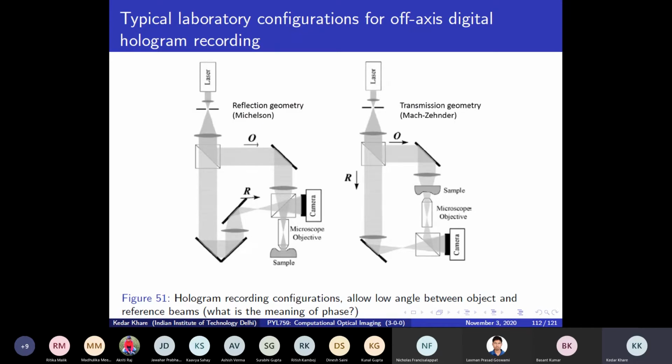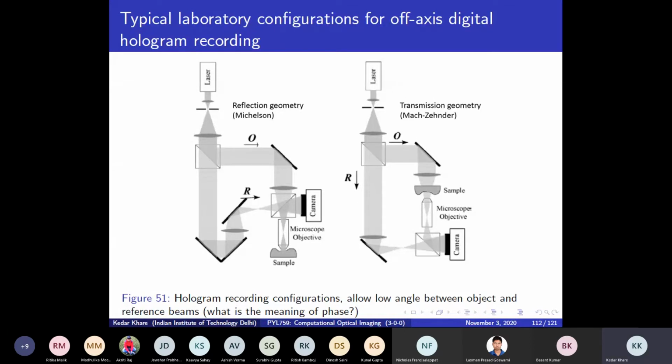And so depending on the height of the sample at those different locations, and also the local refractive index variation, I'm going to have different phase values for the wavefront that emerges out of this object. And so at different locations, yes.